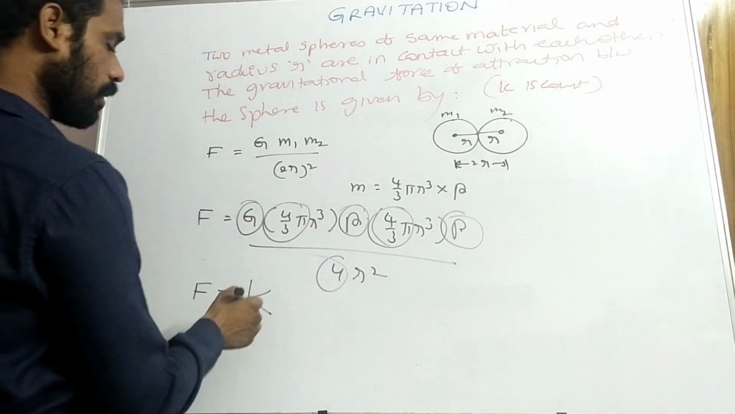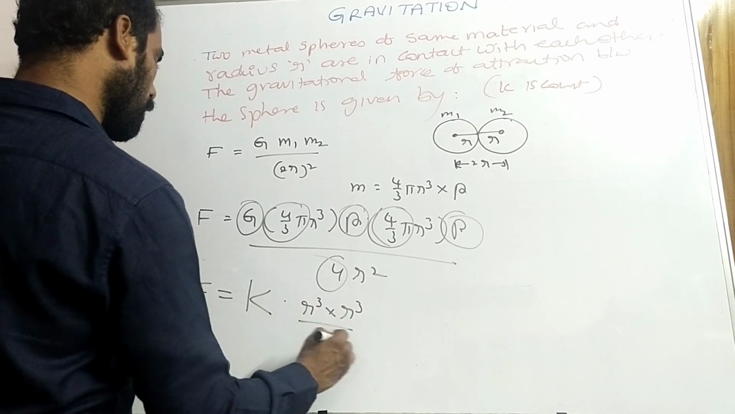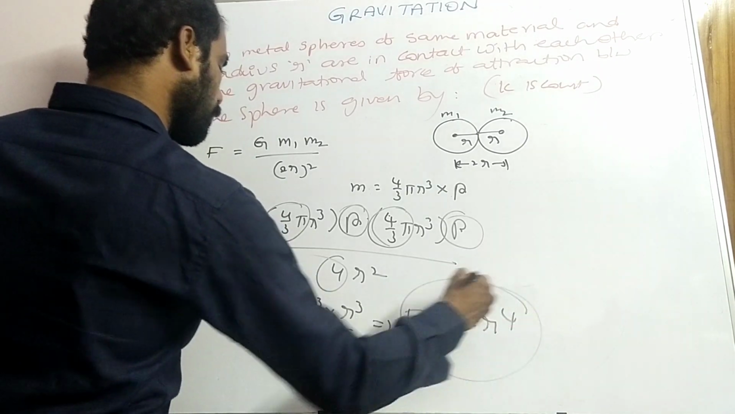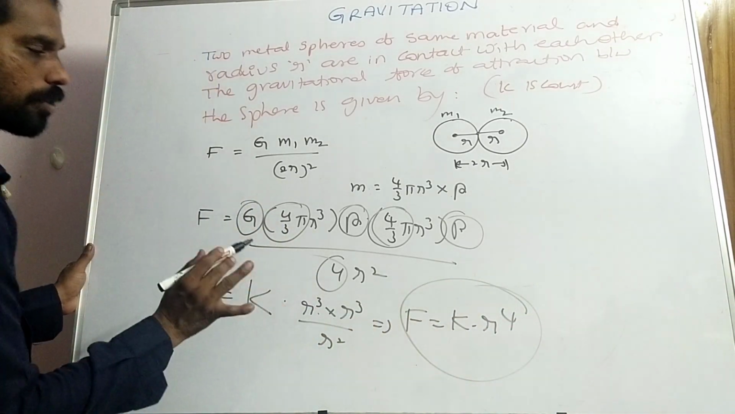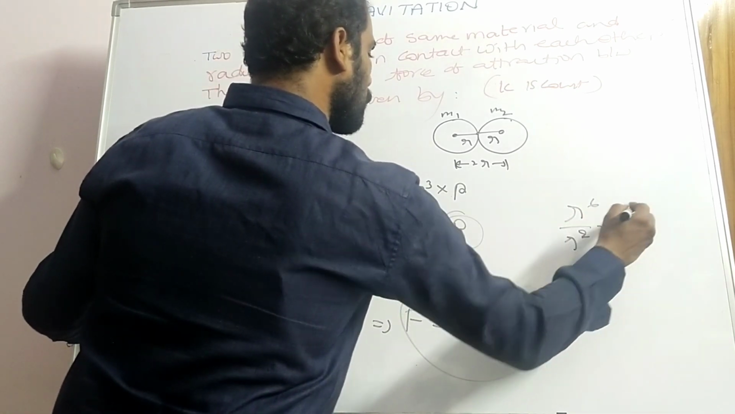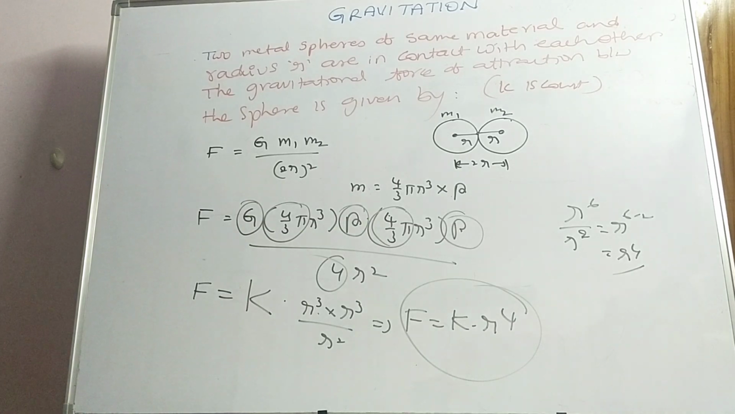So we have F is equal to some k, the entire constant values taken as k, into r cube by r square. That implies F is equal to k into r power 4. Why? Because r power 6 by r square, that is r power 6 minus 2, that is r power 4. Okay, the relation is F is directly proportional to r power 4.